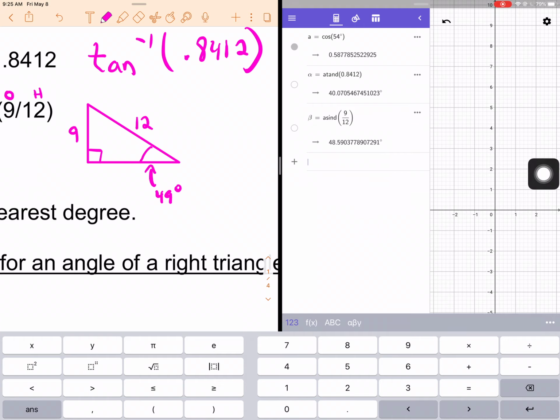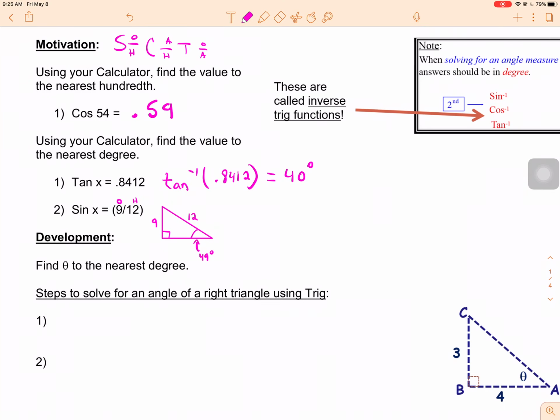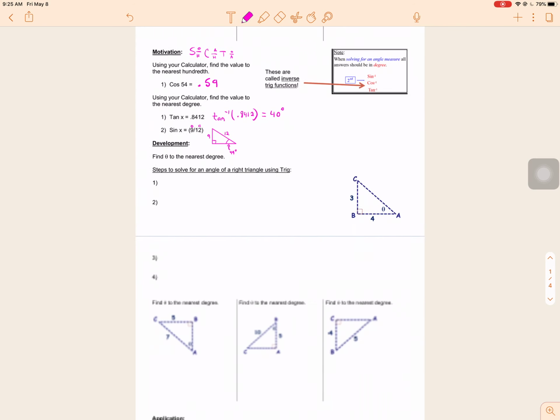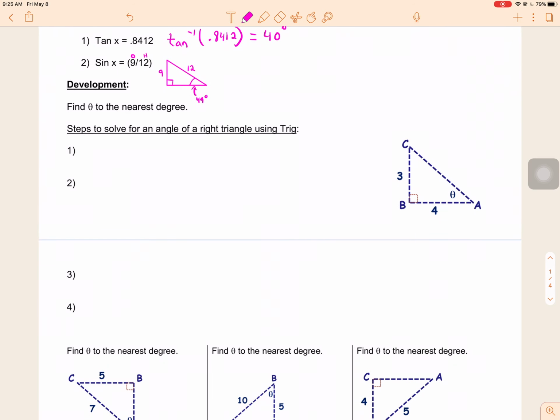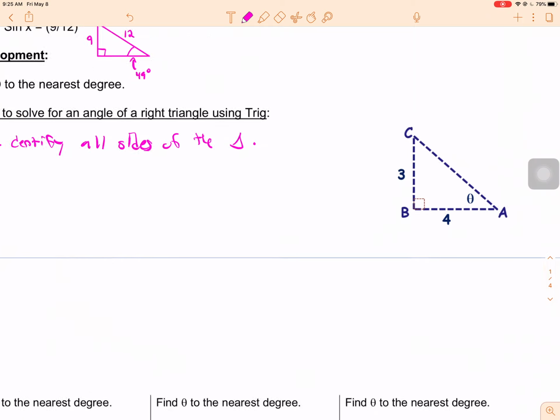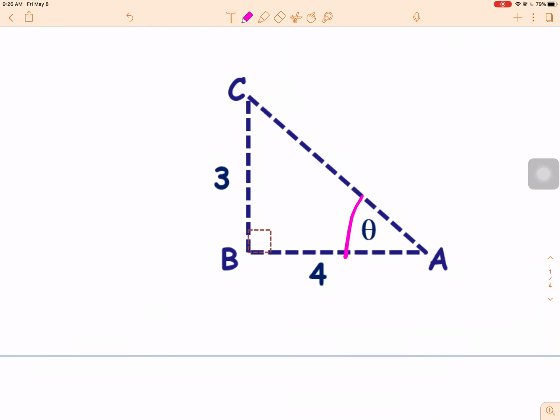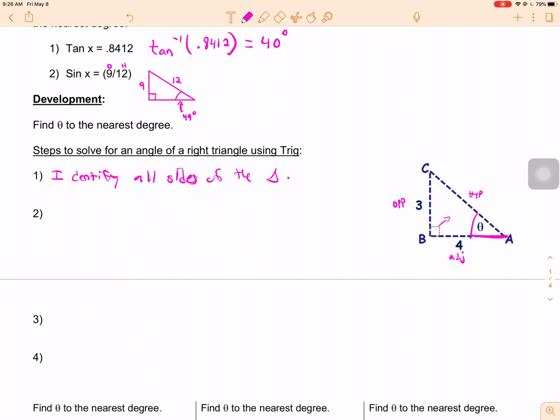Okay, so what are our steps here for solving for a missing angle? Let's fill in these steps, and then we'll do a couple of practice problems with it. Step one, identify all sides of the triangle, just like we did before, in terms of theta. So here we have theta right here, so let's label the sides. 3 is opposite, AC is the hypotenuse, and the side touching theta is the adjacent side. Step 2, determine the correct trig ratio.